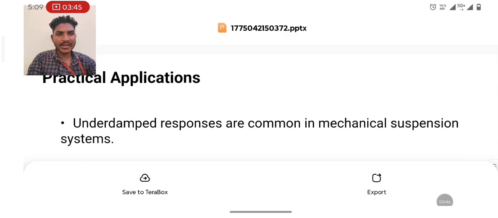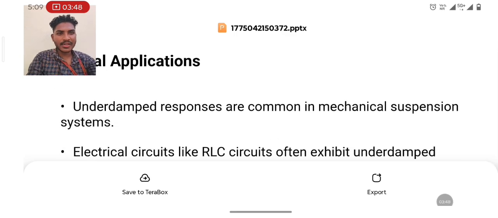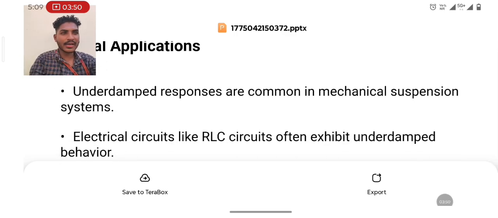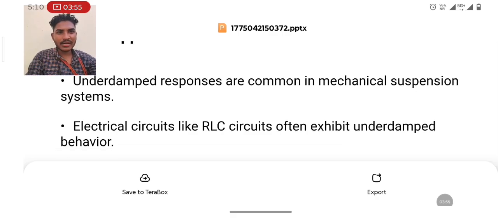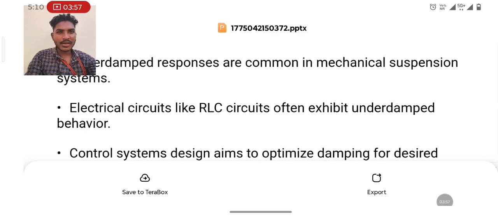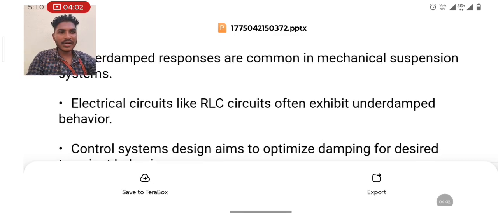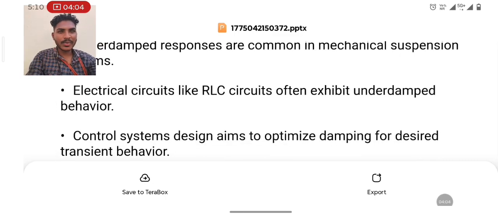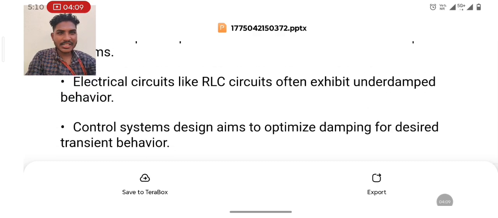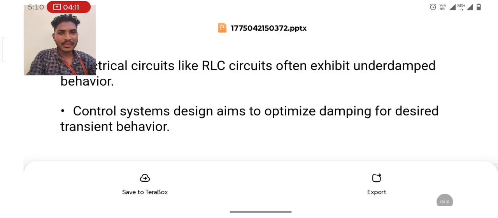Practical applications of underdamped response in second order systems. Underdamped responses are common in mechanical suspension systems. They are also used in electrical and control systems, but here I am speaking about mechanical suspension systems. Electrical circuits like RLC circuits often exhibit underdamped behavior. Control system design aims to optimize damping for desired transient behavior.